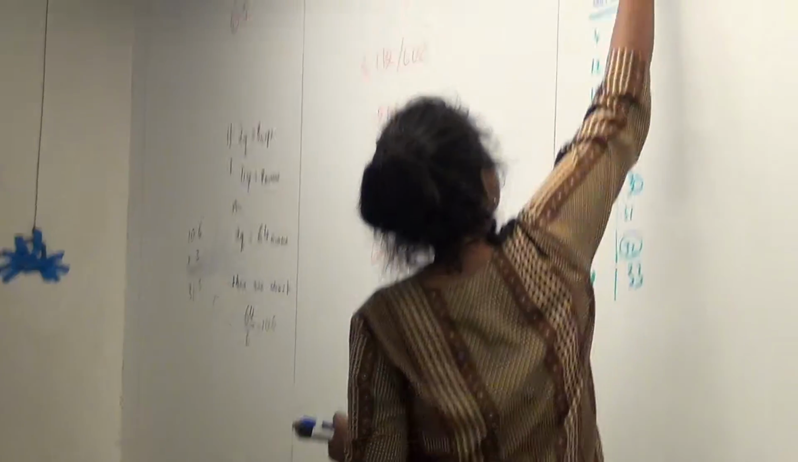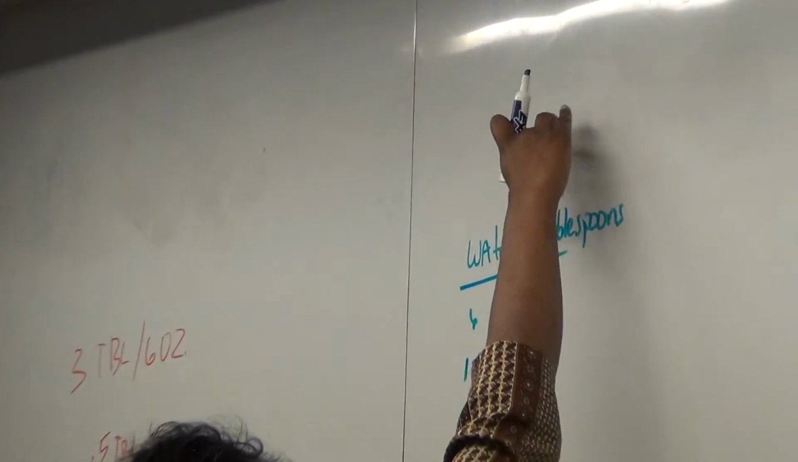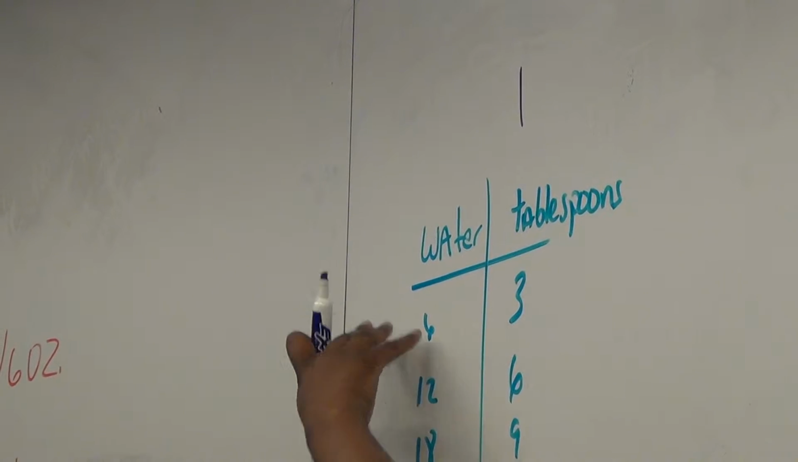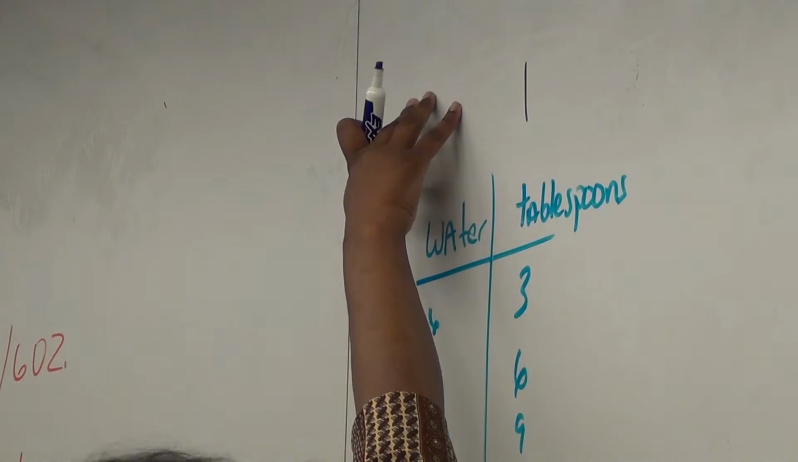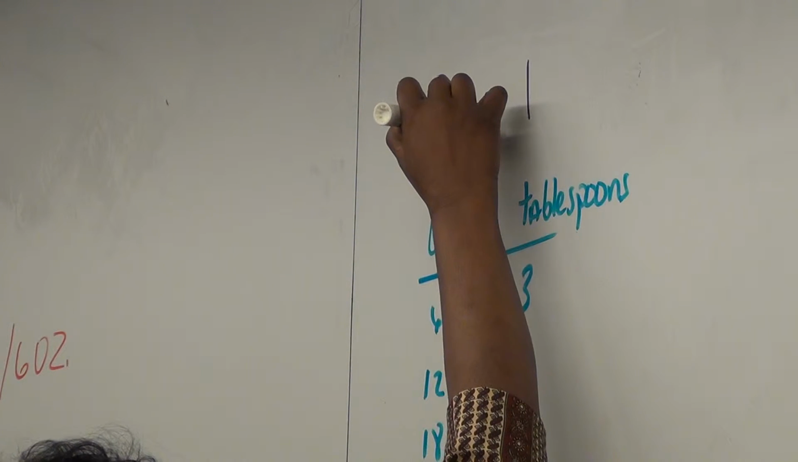So we could get the table, I'm going to go up this way, right? I could just be adding it here too. But you're saying if 3 was for 6 ounces, 1 tablespoon would be for 2 ounces. Okay?